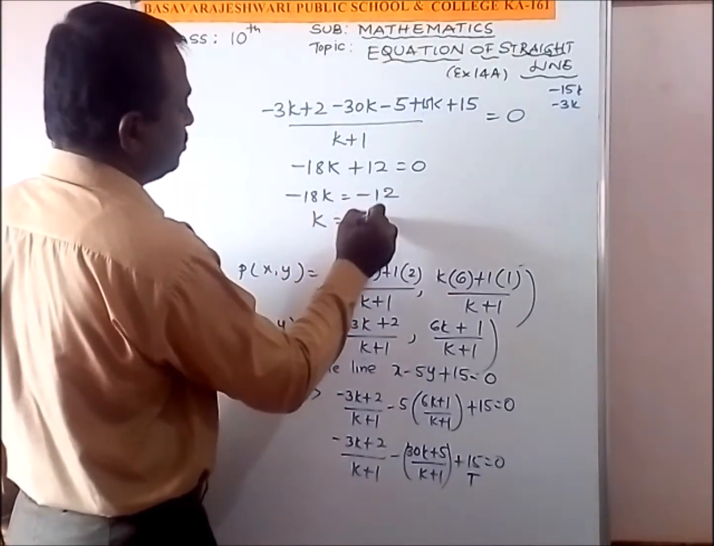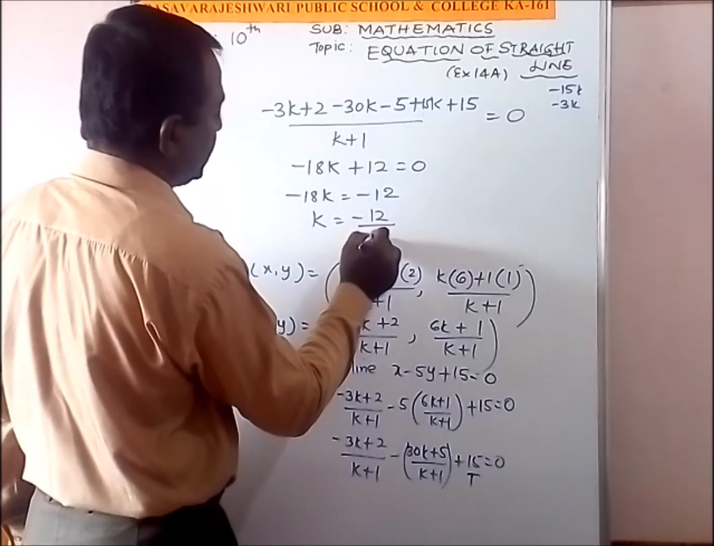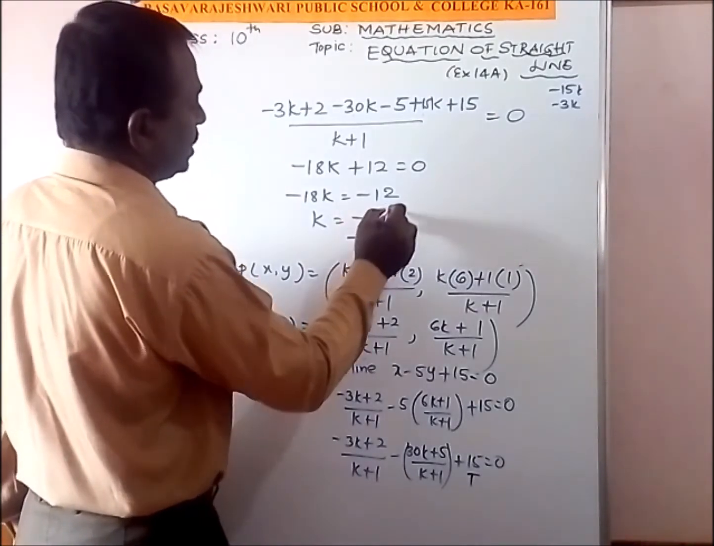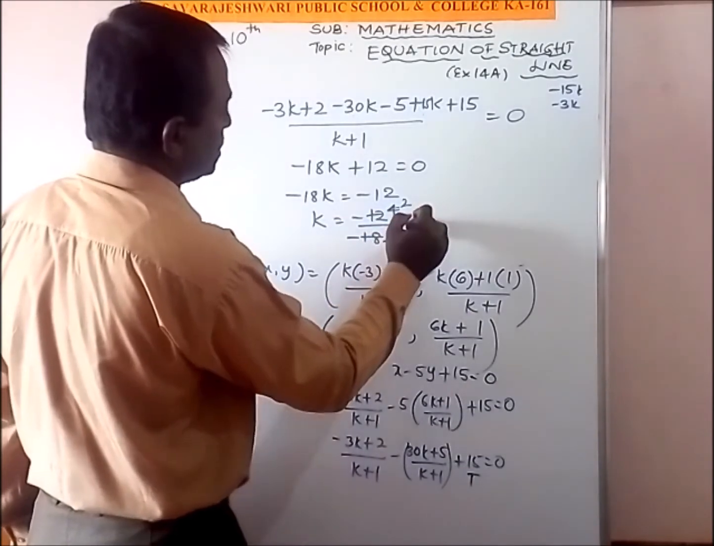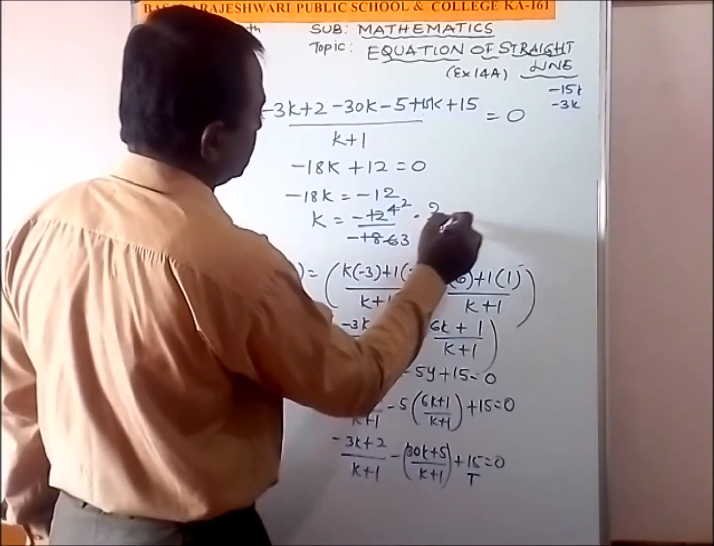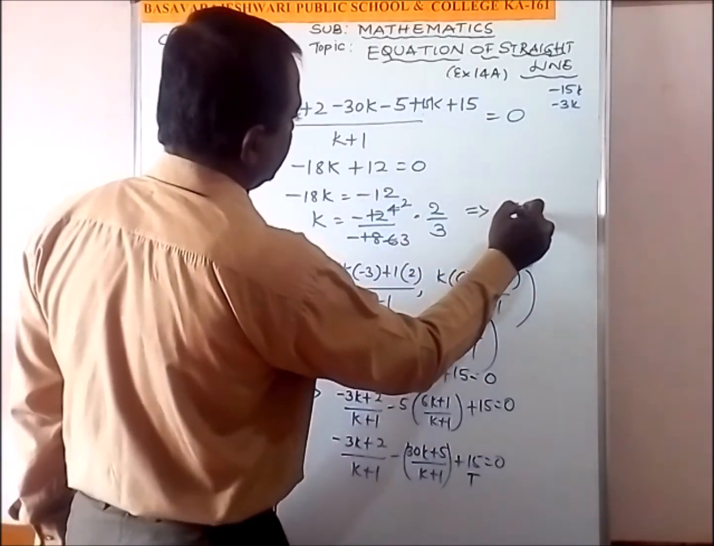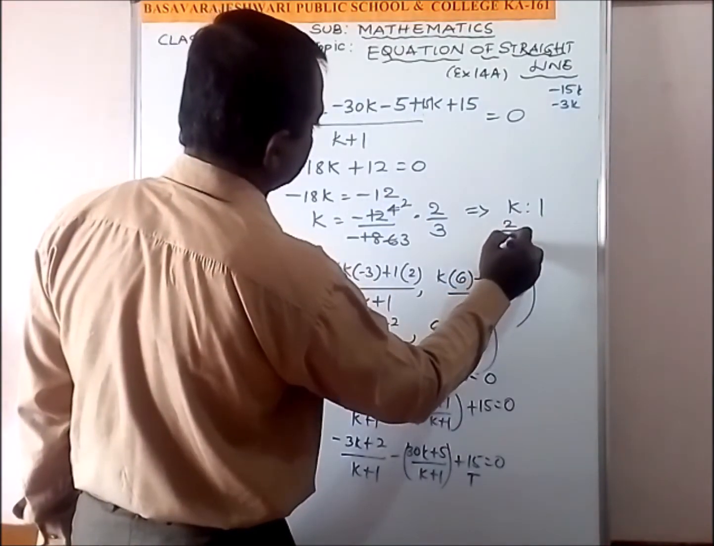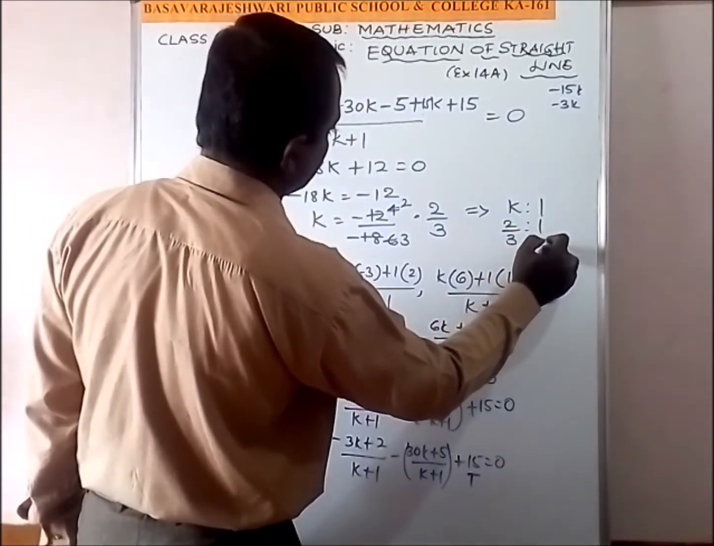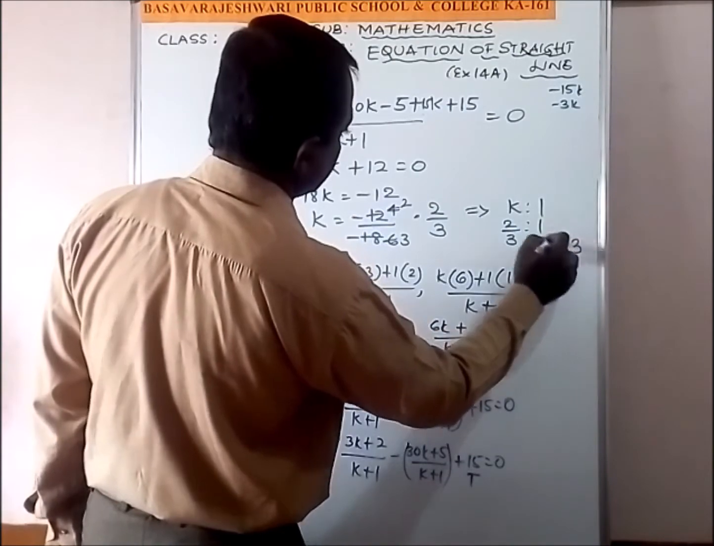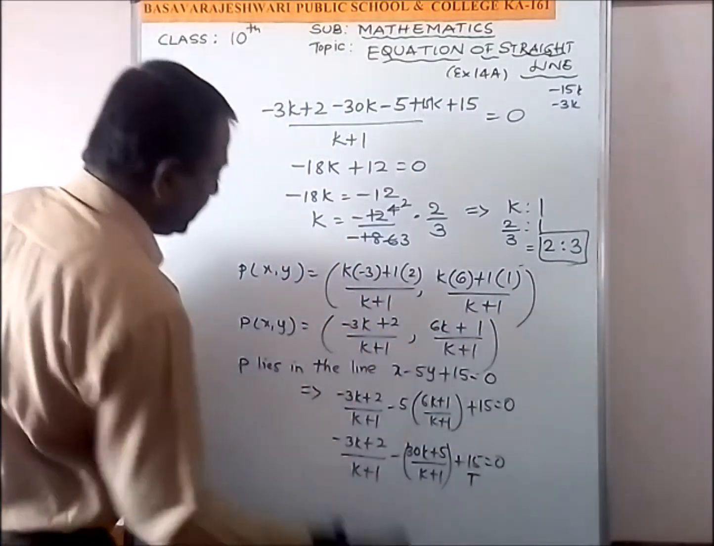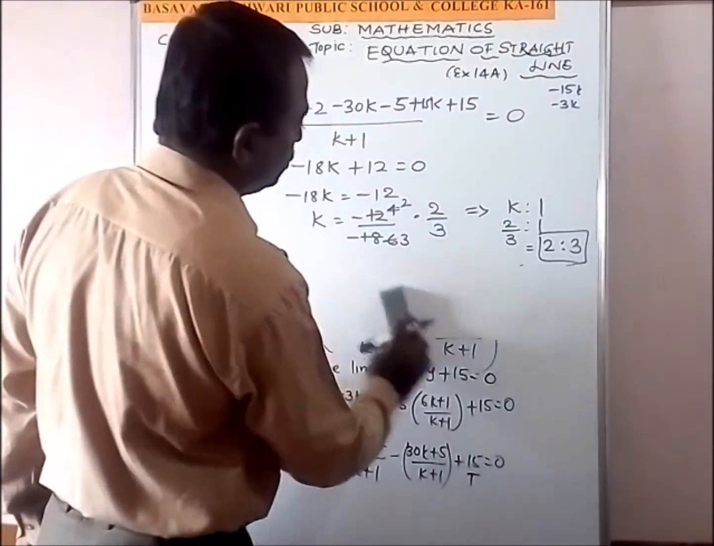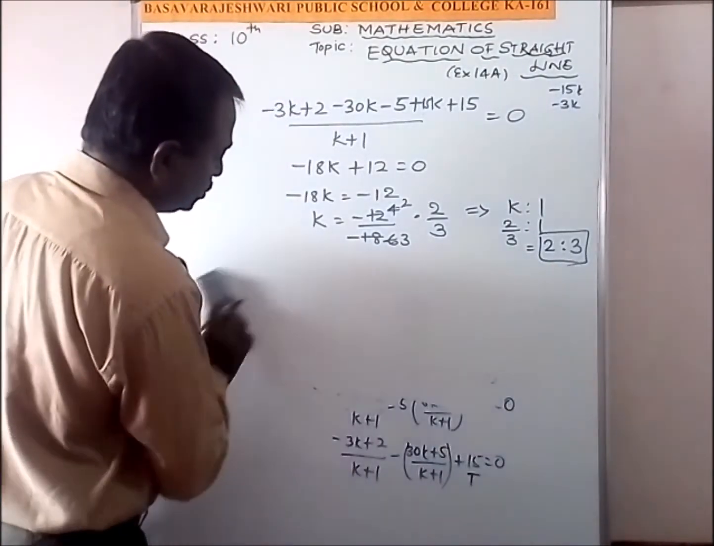k is equal to minus 12 by 18. So 3 sixes are 18, 2 twos, 2 threes, 2 by 3. This implies k is to 1, 2 by 3 is to 1, that is equal to 2 is to 3. So this is the ratio, correct? So after finding the ratio, what do you have to do?